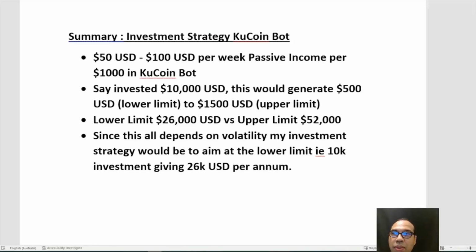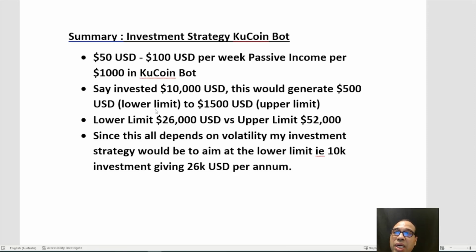To summarize the investment strategy in the KuCoin bot, this $50 USD for an investment of $1,000 in the bot is just an assumption. There is no set rule or parameters for that. It is based on the volatility of that particular coin. It all depends. There's no such thing as $50 being the minimum. We're just aiming that at least with $1,000 you are aiming to get $50.